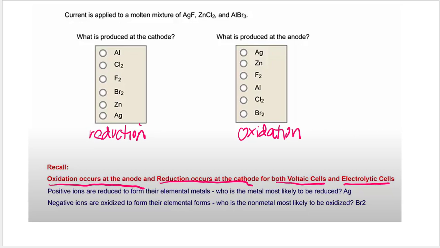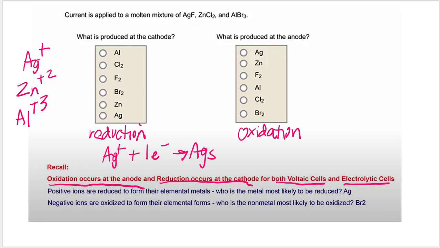However, the positive ions are being reduced. So the positive ion of silver is +1, of zinc +2, and of aluminum +3. What's happening at the cathode is that a positive ion has to gain electrons to form its element. So silver +1 plus 1 electron makes our Ag. And the same would be true for zinc +2. It would need to be added to 2 electrons to form its elemental form of zinc. And aluminum, 3 electrons to get to its elemental form.